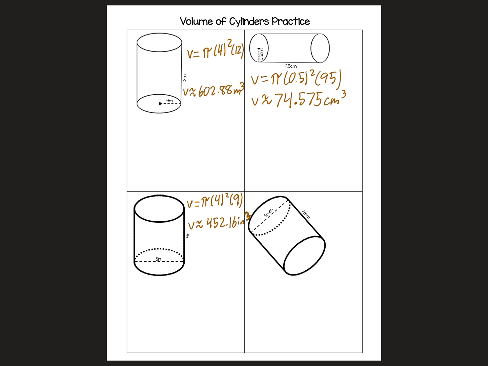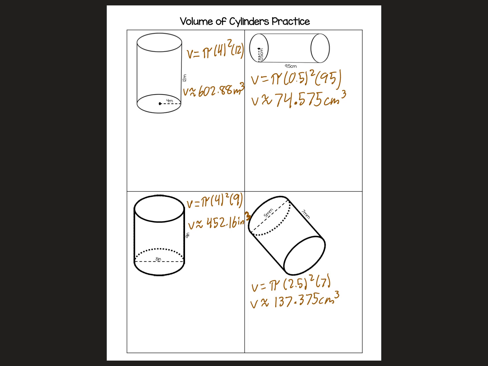For the bottom left example, you'll notice that we are given a diameter of 8. That means that our radius will be 4 inches, and our height is 9 inches. Our formula is then V equals pi times 4 squared times 9, or about 452.16 cubic inches.